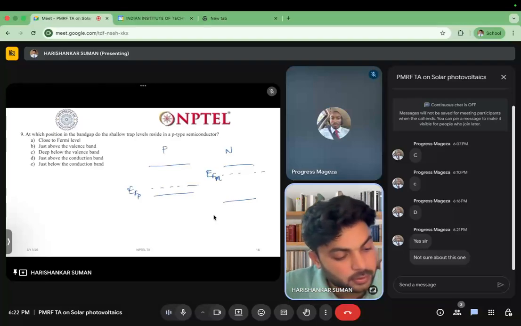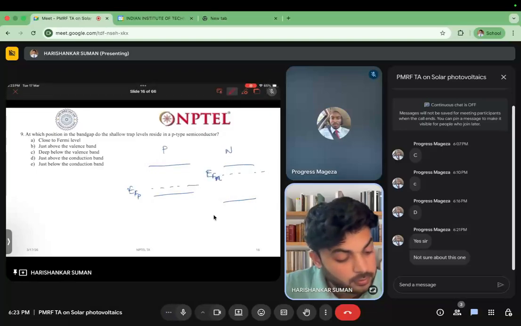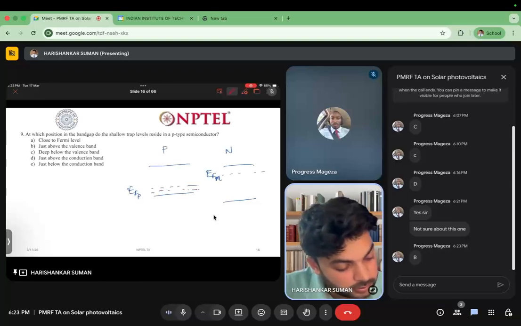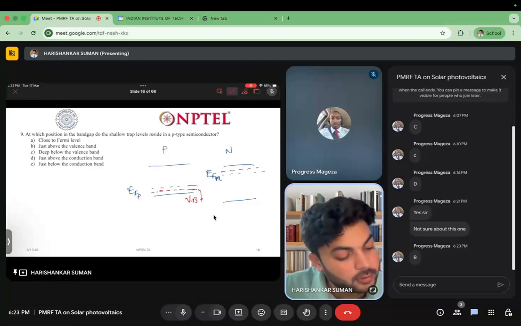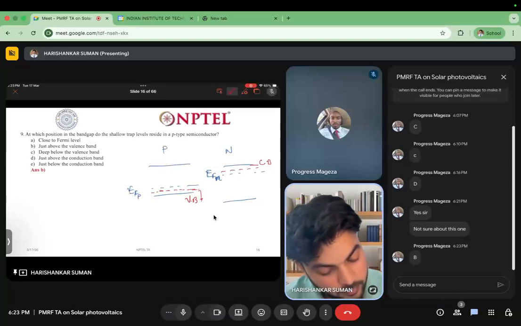So the shallow level is also near the Fermi level. In p-type, you will find the shallow levels near the valence band, and in n-type near the conduction band. These are the shallow levels, traps.